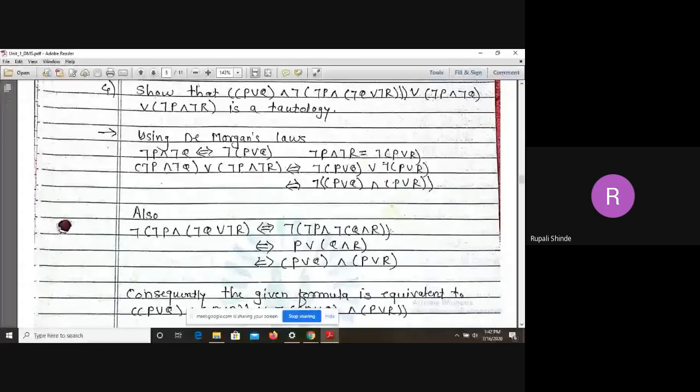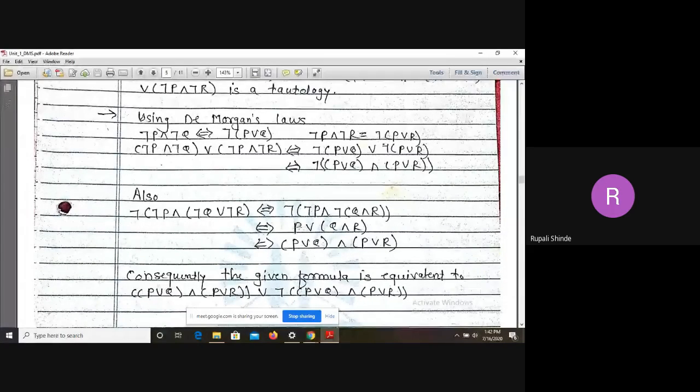Now we have to apply this negation to this bracket. So negation of negation P means what? P only. This 'and' becomes 'or'. Again this negation will get cancelled. So P or Q and R. So we can apply here the distributive law as P or Q as one bracket and P or R.